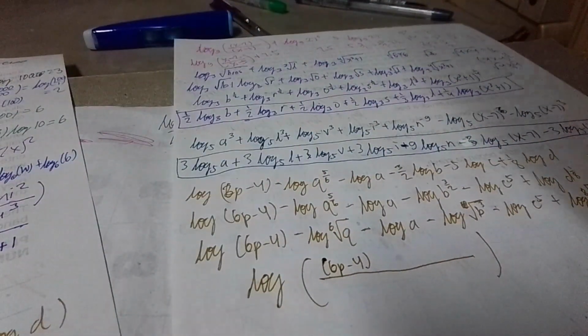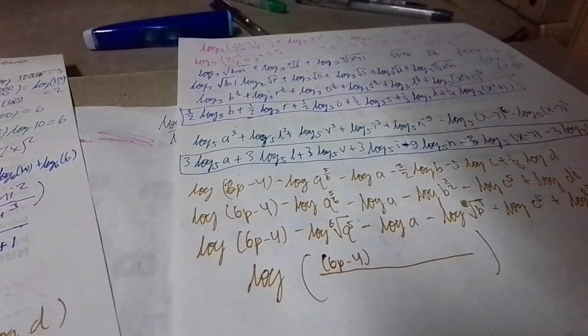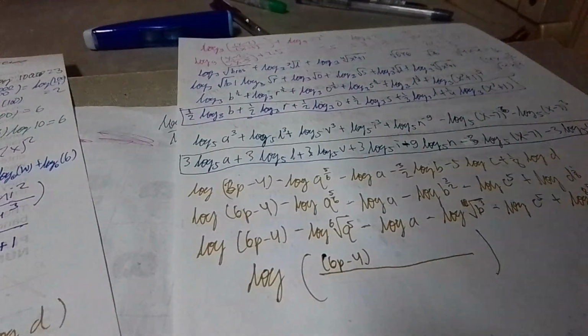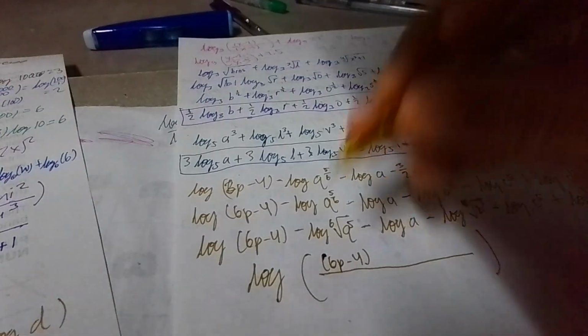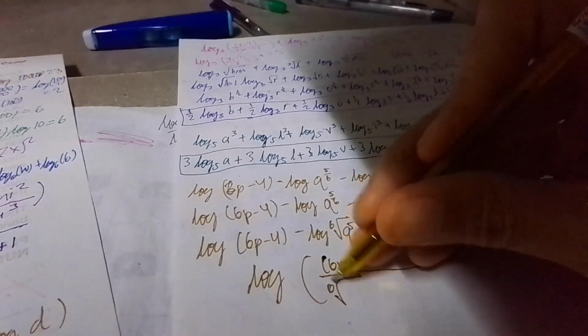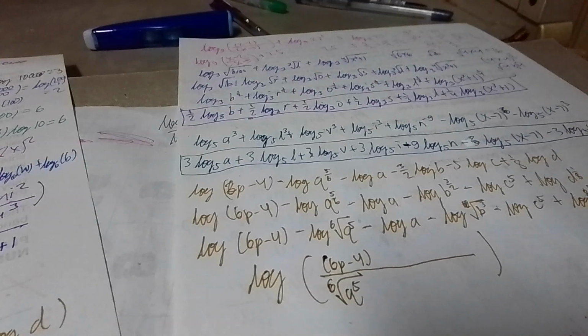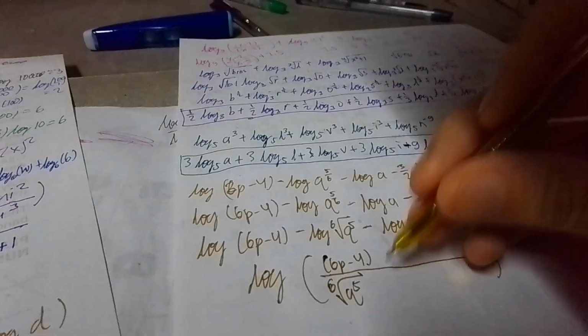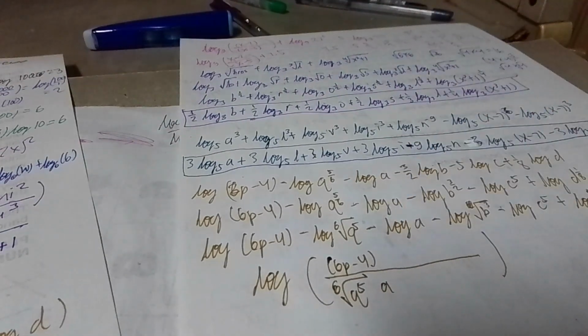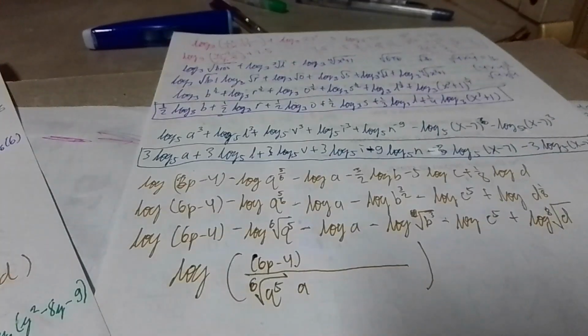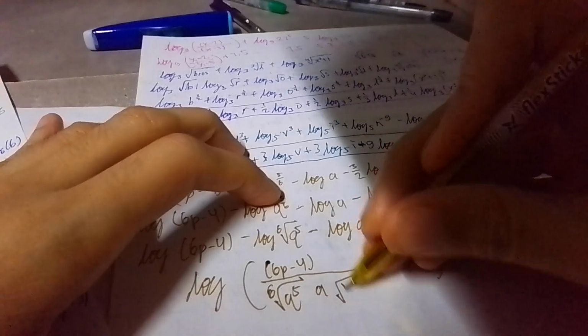The 6th root of q raised to the 5th power, taken by a 6th root. Is it upstairs or downstairs? Downstairs, because of the negative sign. A is downstairs, right? Because of the minus sign. The square root of b cubed is downstairs. Very good.